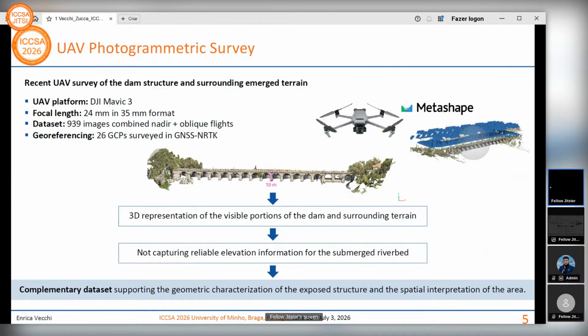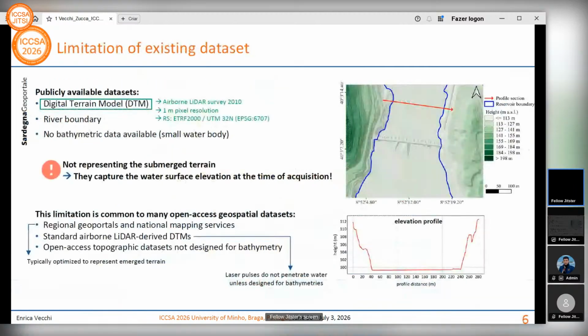So this model was used as a complementary dataset in the following elaboration, supporting the geometric characterization of the structure and the spatial interpretation of the area. Then we went on analyzing other available datasets, some of the publicly available datasets, mostly retrieved from the geoportal of Sardinia region.